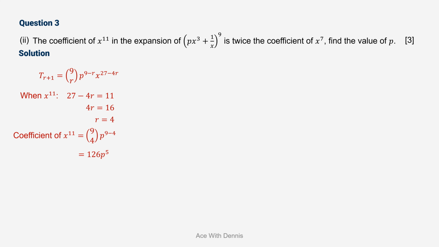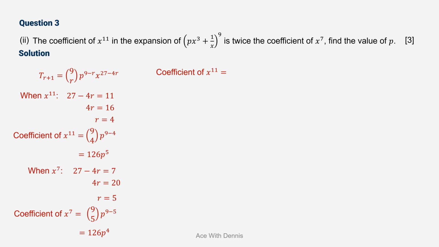And next, we also want to find the coefficient of x to the power of 7. So when x is to the power of 7, then the power 27 minus 4r will be equal to 7. And then we solve this equation. 4r equals 20, r equals 5. And now we can find the coefficient of x to the power of 7, which is 9 choose 5 times p to the power of 9 minus 5, which is 126 times p to the power of 4.